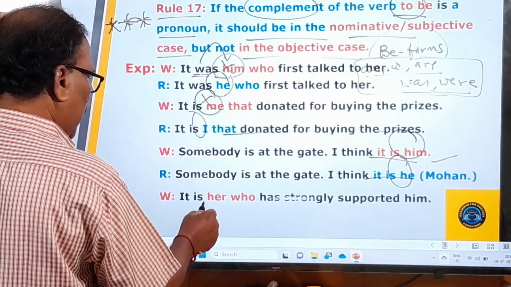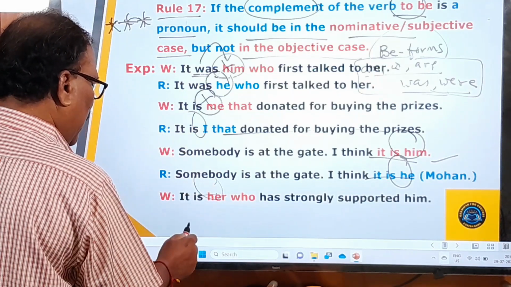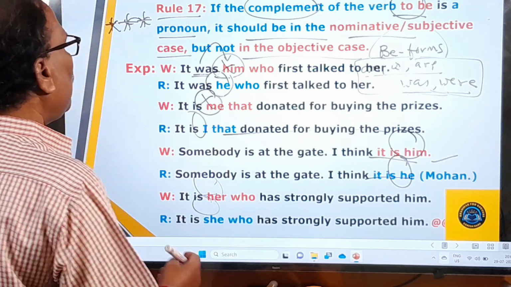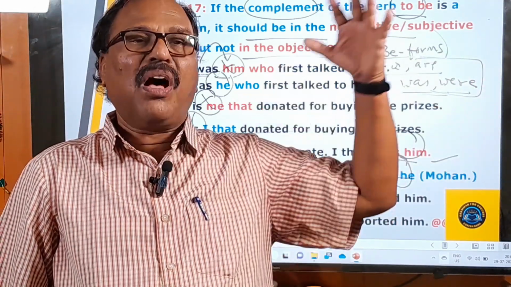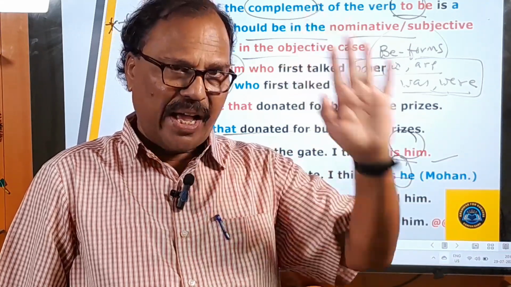One more example: it is her who has strongly supported him. Don't say it is her, you have to say it is she who has strongly supported him. So in this way, after the be form, the objective case pronoun should not be used, but only the subjective case pronoun, right?